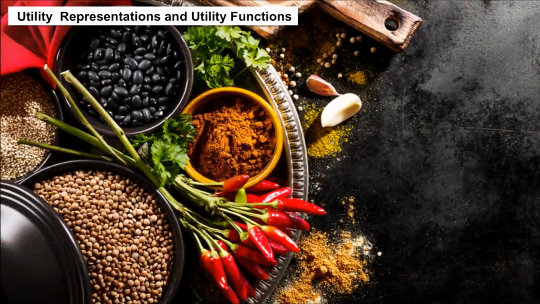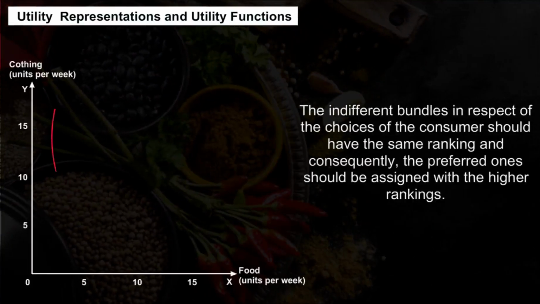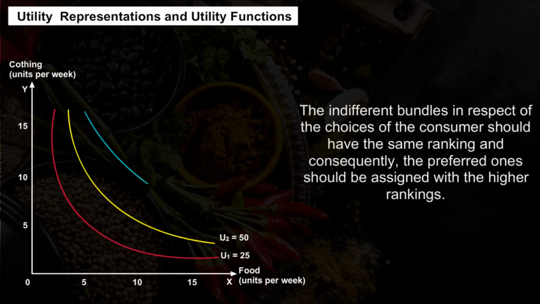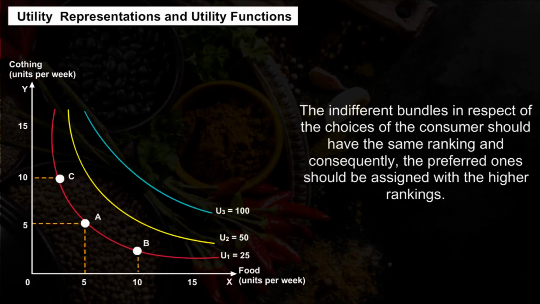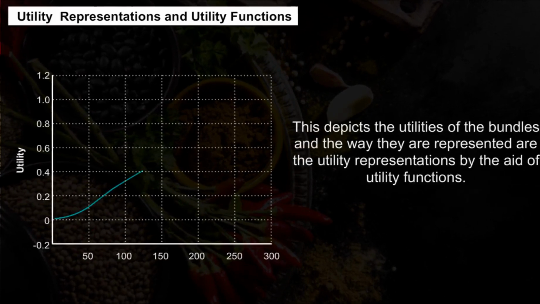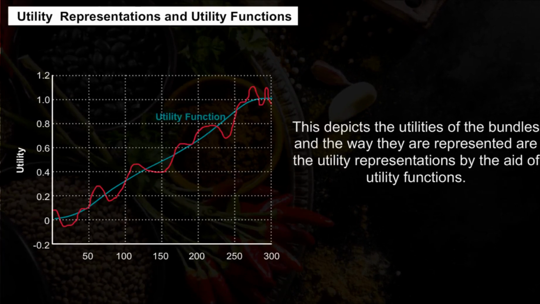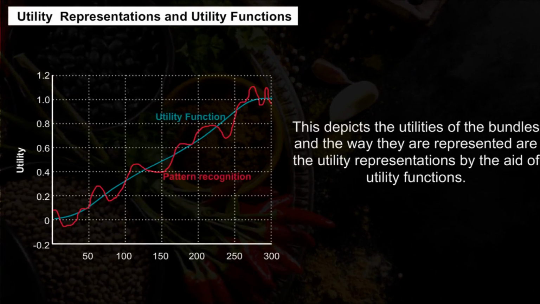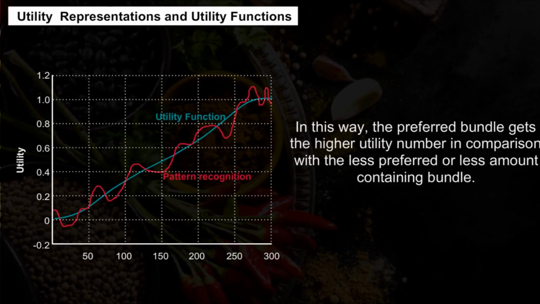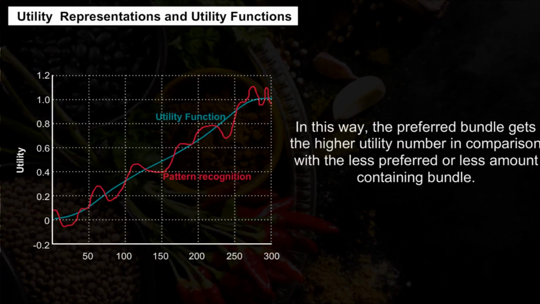Utility representations and utility functions. The indifferent bundles in respect of the choices of the consumer should have the same ranking, and consequently, the preferred ones should be assigned higher rankings. This depicts the utilities of the bundles, and the way they are represented is the utility representation, by the aid of utility functions. In this way, the preferred bundle gets a higher utility number in comparison with the less preferred or less amount containing bundle.